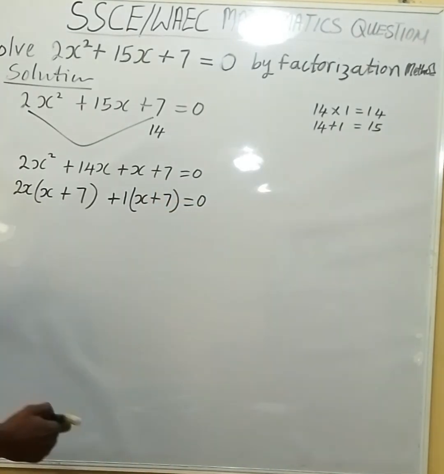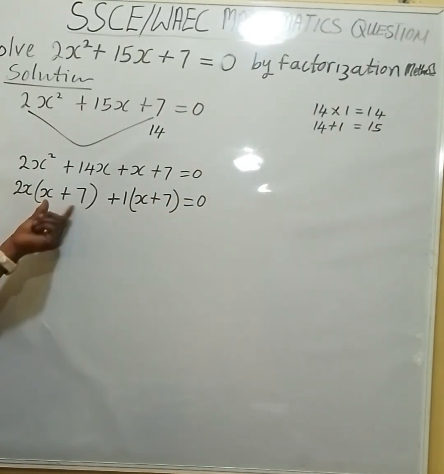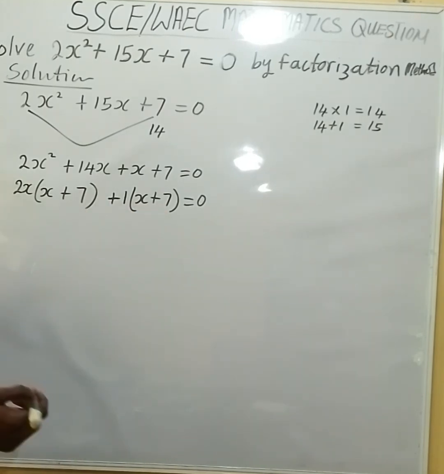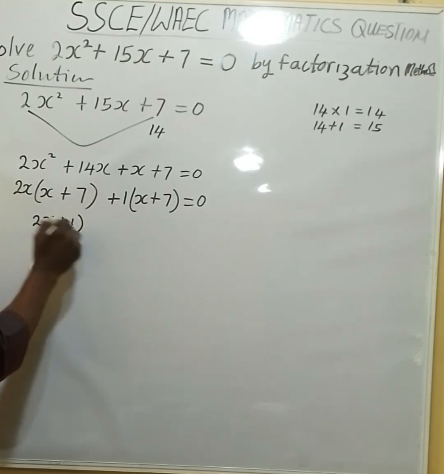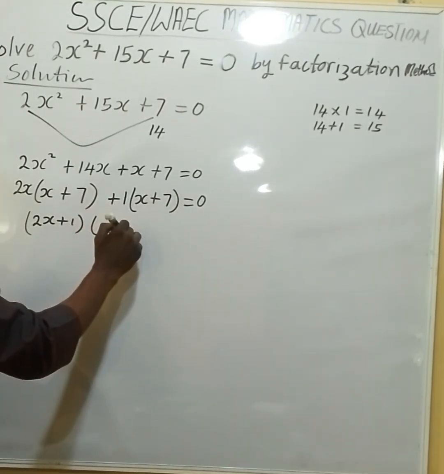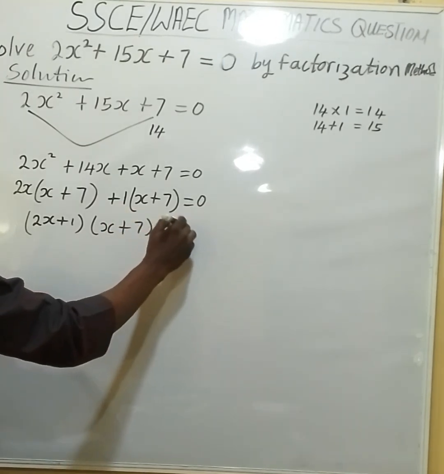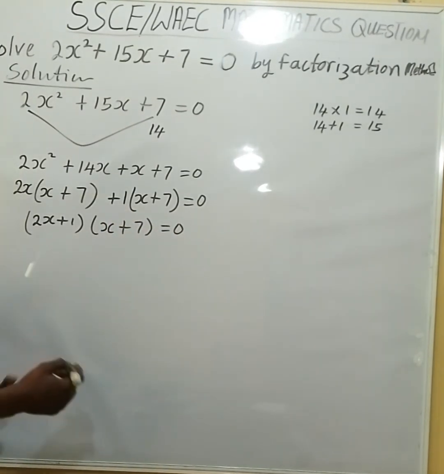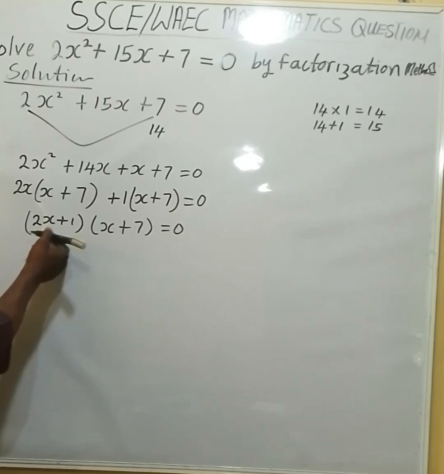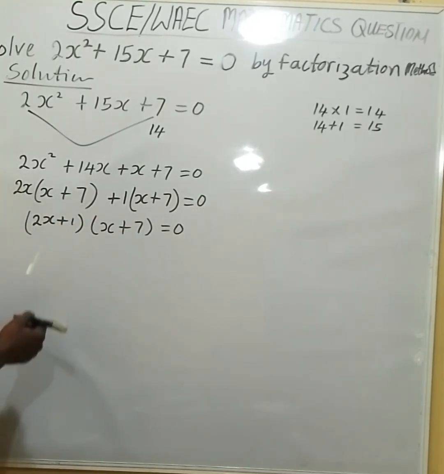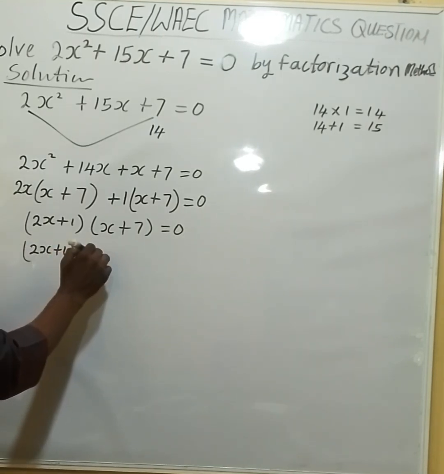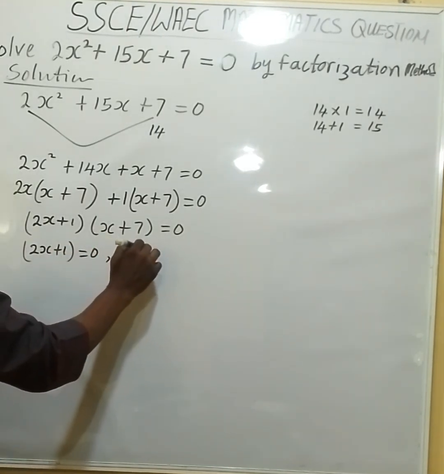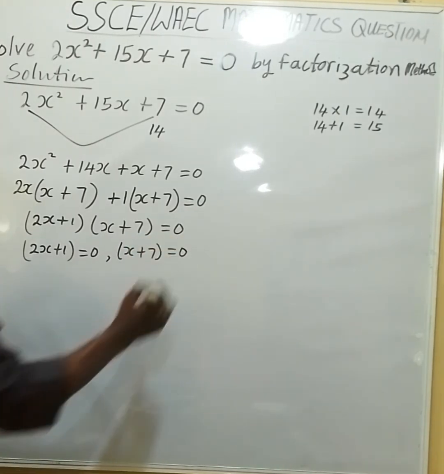Everything equals 0. Having done that, when you have the same thing inside the bracket, it shows you are correct. So then you pick one out of it. We now have 2x, our factor. We group them together, plus 1, into x plus 7 equals 0. So the next thing to do is you equate each and every one to 0. So we now have 2x plus 1 equals 0, comma, x plus 7 equals 0.